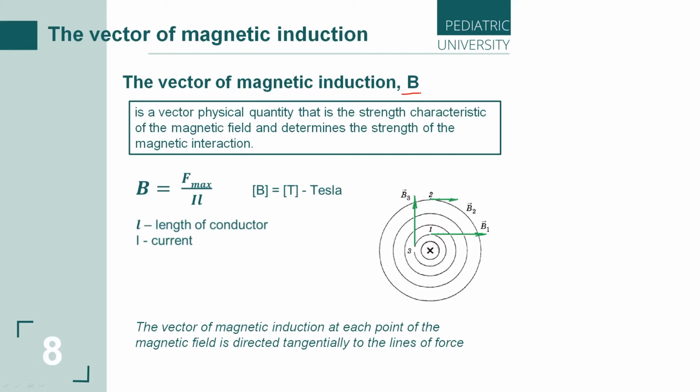Letter B. So how can we calculate it? We said that this is a force characteristic and it shows us the strength of the magnetic interaction. So we must take the maximum force and divide it by the current in our conductor and the length of our conductor. We must know the length of our conductor and the current in it. After that, we can calculate the magnetic induction vector.